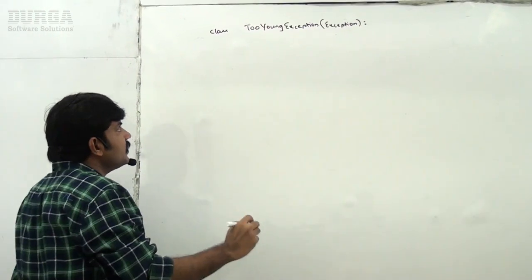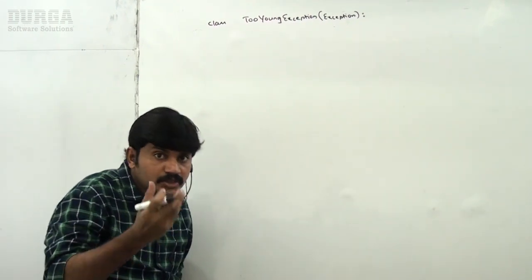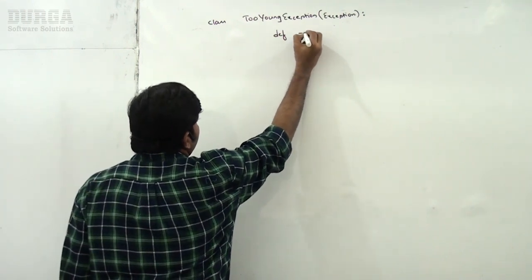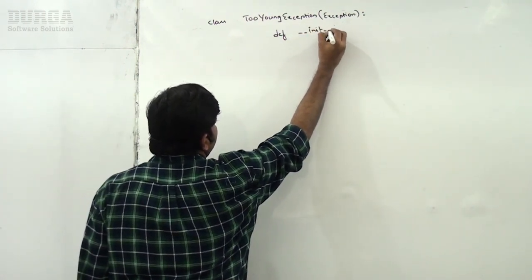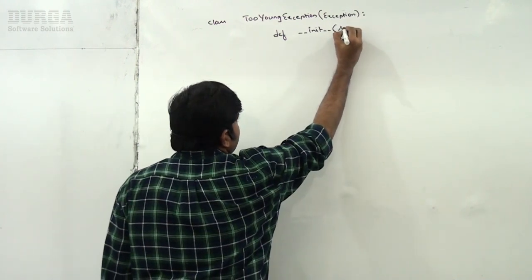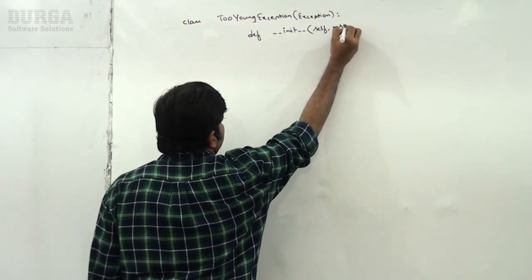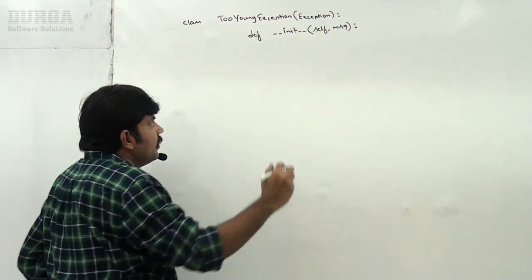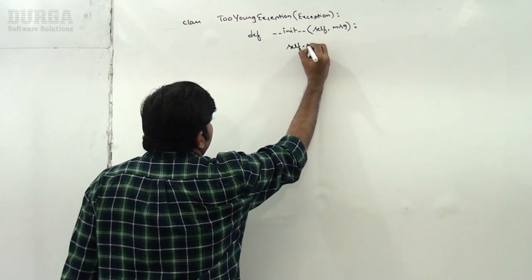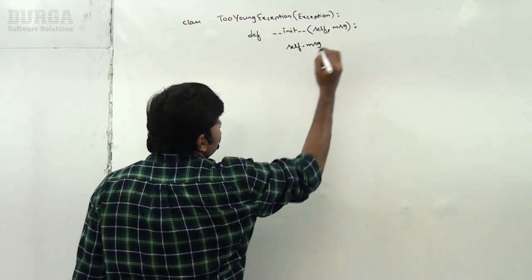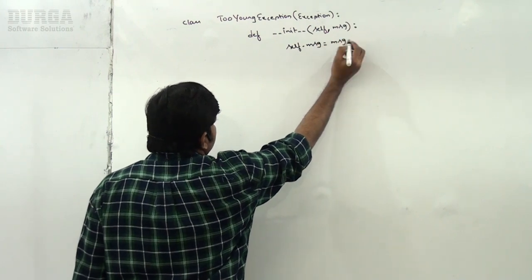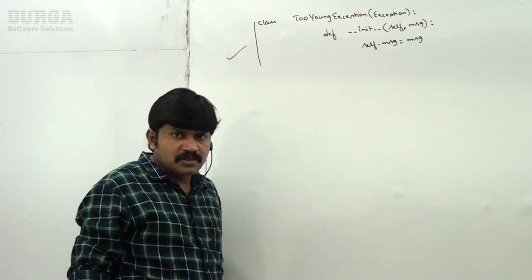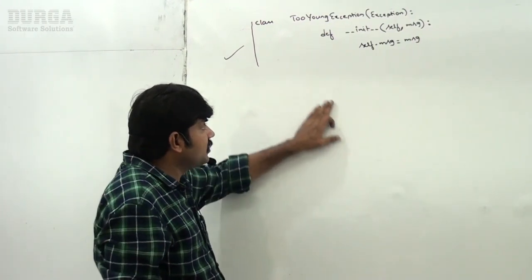Now my target is, is your exception going to accept some description or not? Yes. Okay, def __init__(self, message), because we want to pass some description. That's why self.message = message. That's all. So the first customized exception is ready. This is very simple. Defining our own exception is very simple.